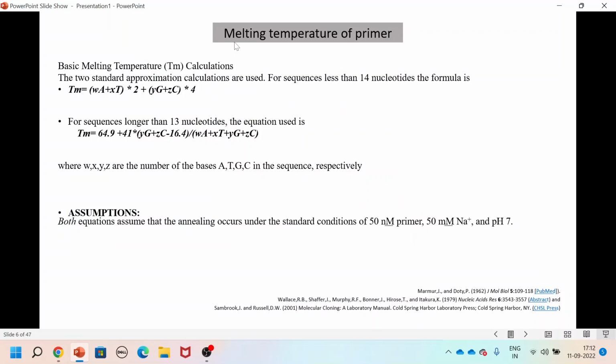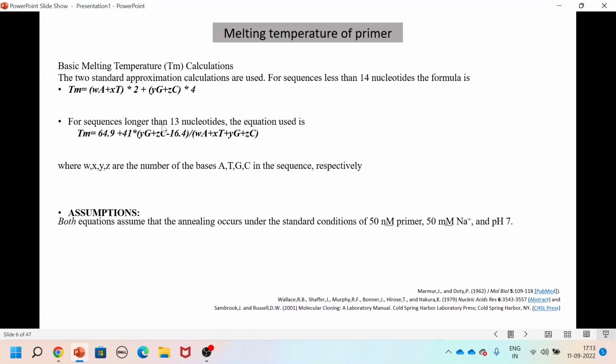One of the important properties, in fact the most important, is the melting temperature of the primer. This is the basic calculation for the melting temperature of the primer, and you can use these equations to manually calculate the melting temperature of your primer. As we know, the melting temperature of the primer depends on the nucleotide composition, that is, how many A and T there are and how many G and C there are. If our sequence length is less than 14 nucleotides, we can use this equation, where the melting temperature is equal to the number of adenine plus the number of thymine multiplied by 2, plus the number of guanine and cytosine multiplied by 4.